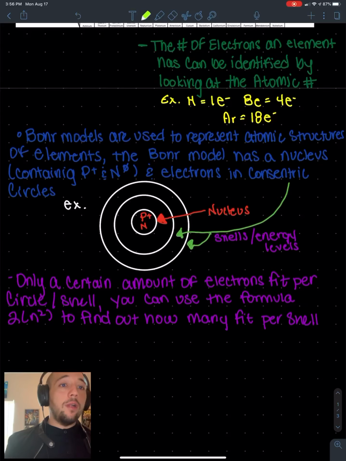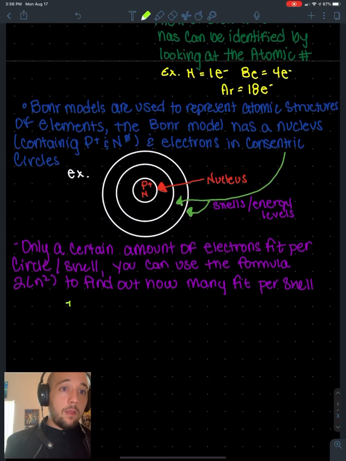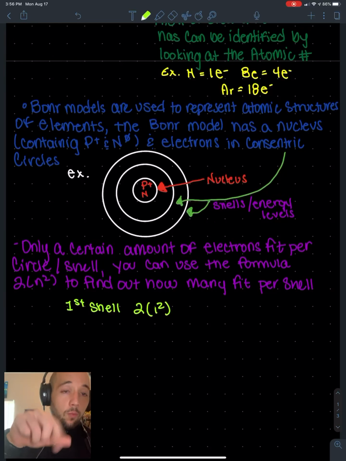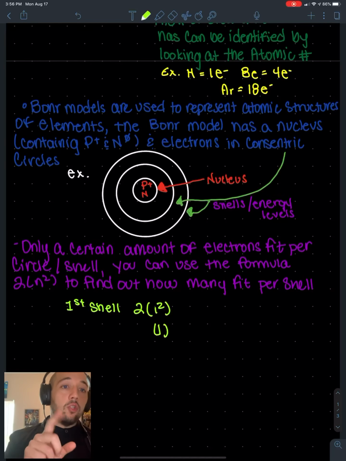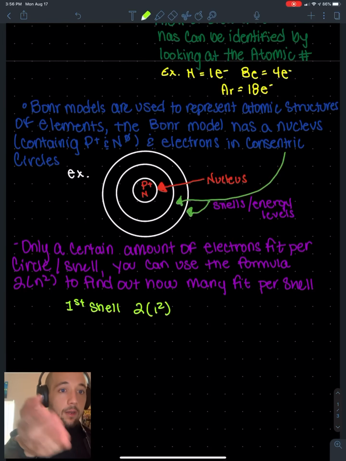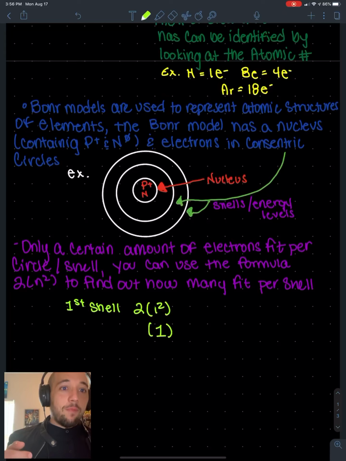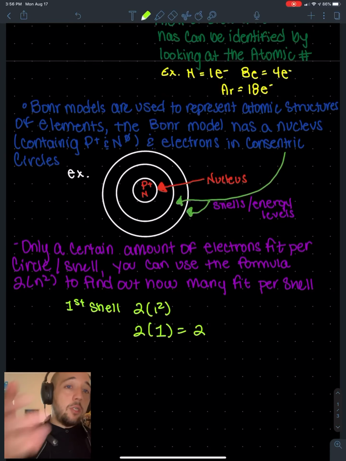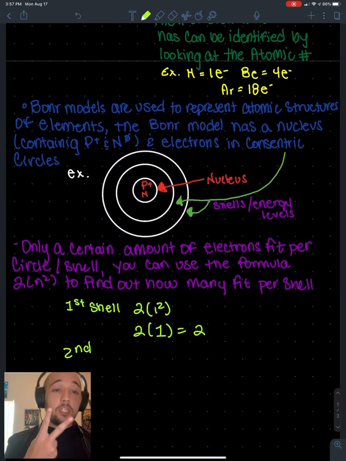So let's say that you want to look up the first shell, the one right after the nucleus. So the first shell, you do 2 times n squared, and instead of n, you put 1 for the first shell. So 1 squared is going to be 1. 1 times 2 is 2. Again, 2 times 1 is 2. So the first energy shell only fits 2 electrons.